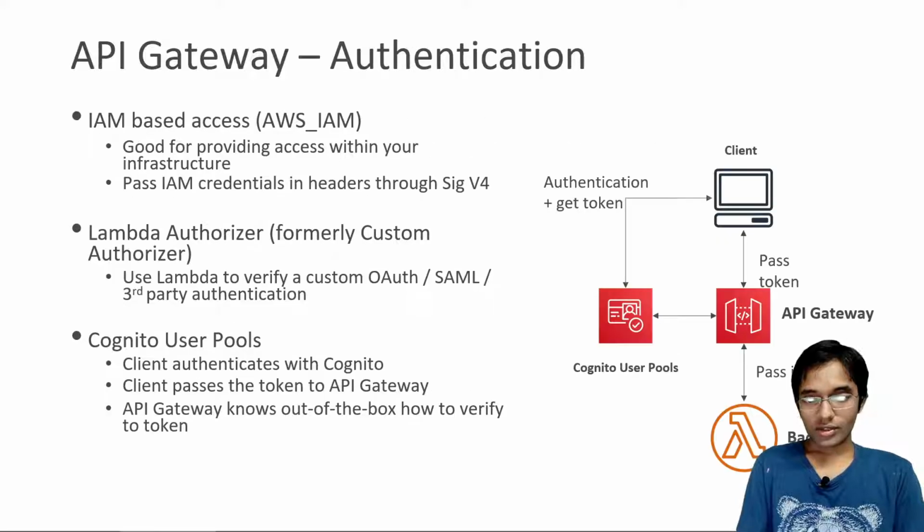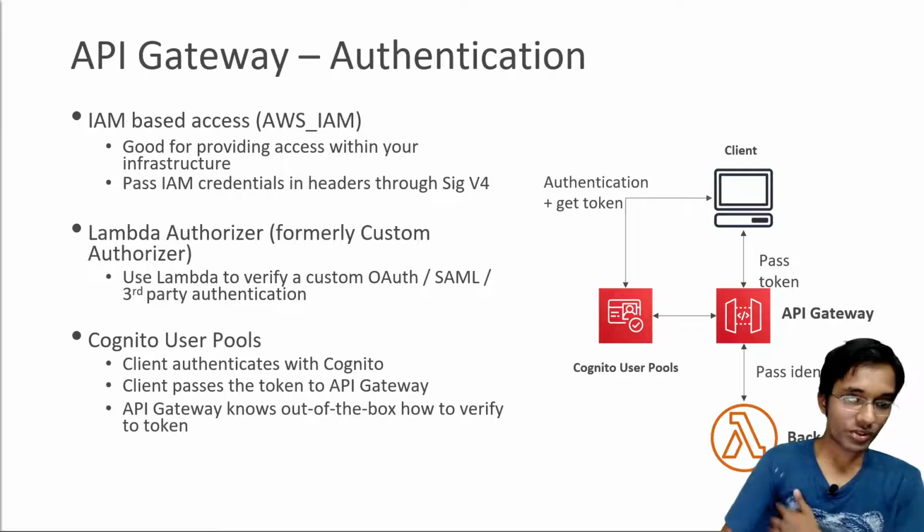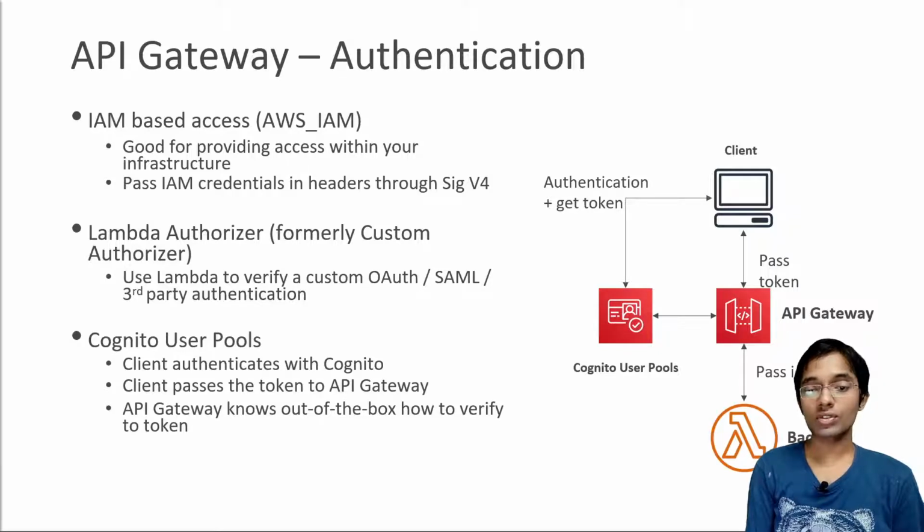Now for the authentication, we have three ways. You have IAM-based access. This is good when you want to provide access within your own infrastructure, and it uses the IAM credentials passed in the header through something called SIG-v4. Then you have Lambda-based authorizers, used to be known as custom authorizers. This is when you want to use a Lambda function to verify a custom authentication token. Things like OAuth, SAML, or third-party authentication, and you have to program the Lambda function to verify the authentication mechanism.